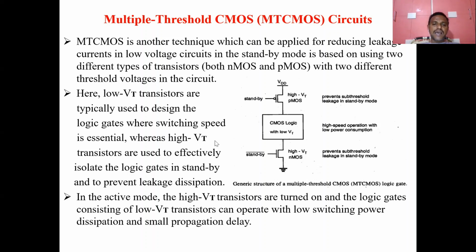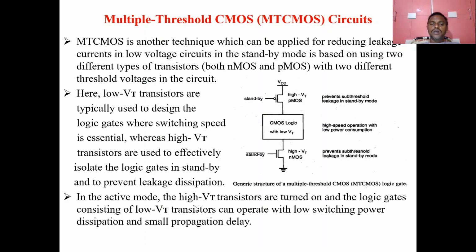Okay, so whereas high threshold voltage transistors are used to effectively isolate the logic gates in standby and to prevent the leakage power dissipation, or we can also call it sub-threshold power dissipation. Okay, so here I have given how these transistors will work.